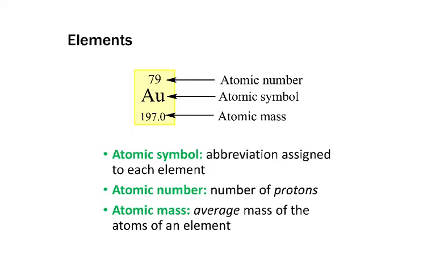So to summarize, in the periodic table, each cell shows us the atomic symbol in the middle, telling us what the element is, the atomic number, which tells us the number of protons, and the atomic mass, which is the average mass of the atoms of an element.